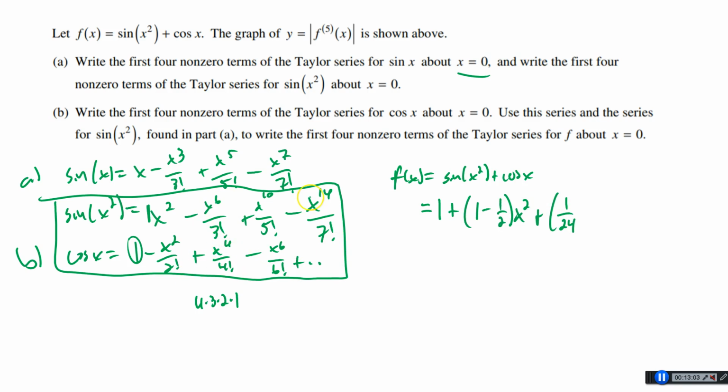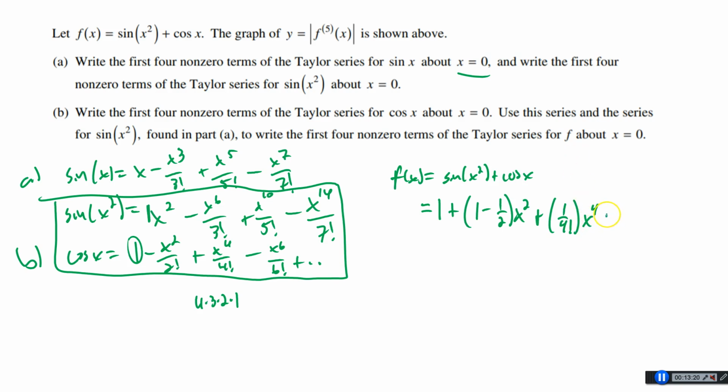Oh, nope. There's only one x to the 4th term. The next one's x to the 6th. So the next one is going to be just 1 over 4 factorial for x to the 4th. That's the only x to the 4th term. I jumped ahead of myself with the 6.